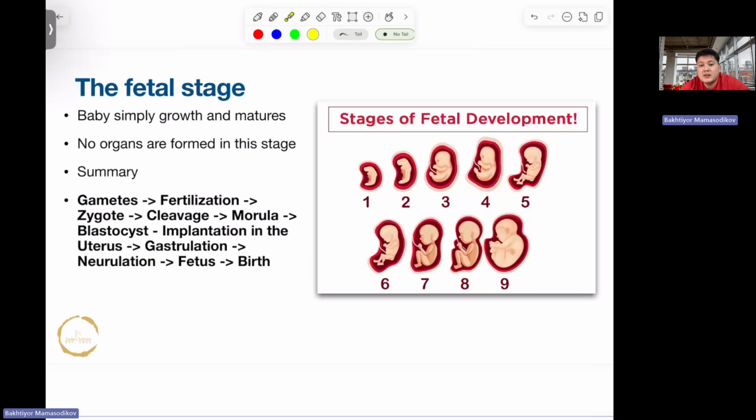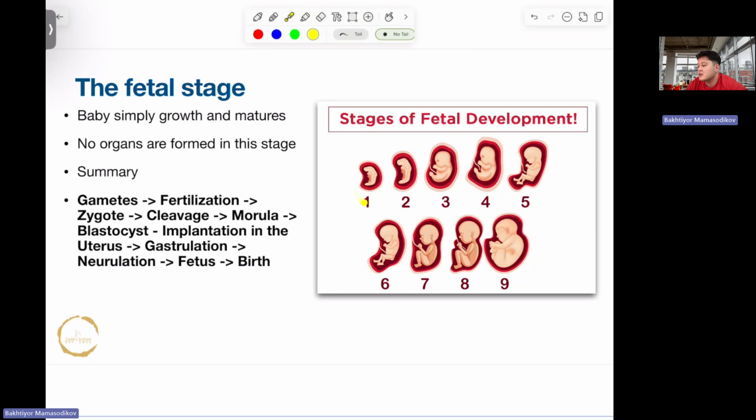The first half of the embryonic stage is called gastrulation, and the other half of the embryonic stage is called neurulation. Okay, and after that it becomes a fetus. The embryo becomes the fetus, and after another 7 months, the birth happens. So these are the stages of fetal development.